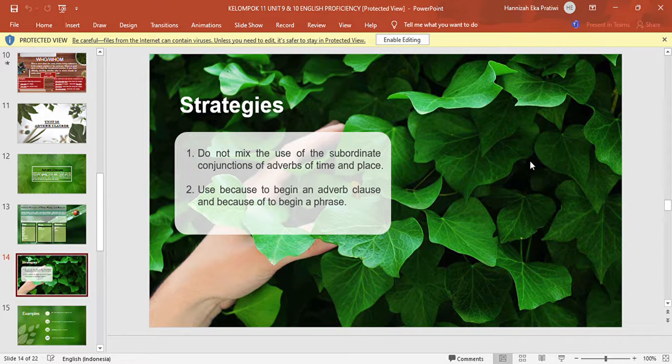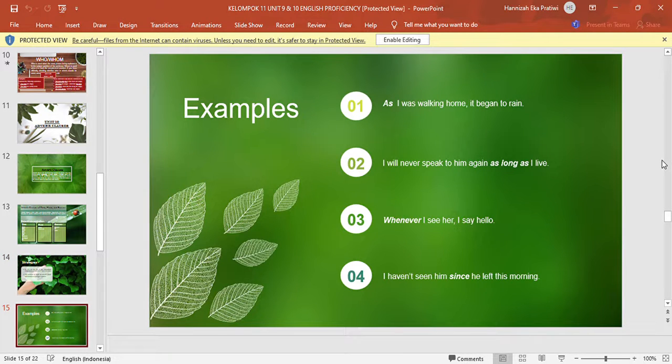And first, do not make the use of the subordinate conjunction of adverbs of time and place. And second, use because to begin an adverb clause and because of to begin a phrase. First, as I was walking home, it began to rain. Second, I will never speak to him again as long as I live. Three, whenever I see her, I say hello. And four, I haven't seen him since he left this morning.